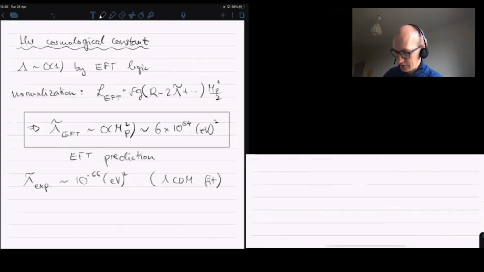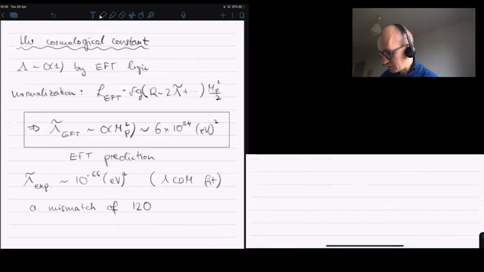Sorry, I don't think I fully follow. Can I ask a question? Yeah, one sec. So this is 120 orders of magnitude off. Yes. So is lambda, is that M Planck squared times lambda tilde?